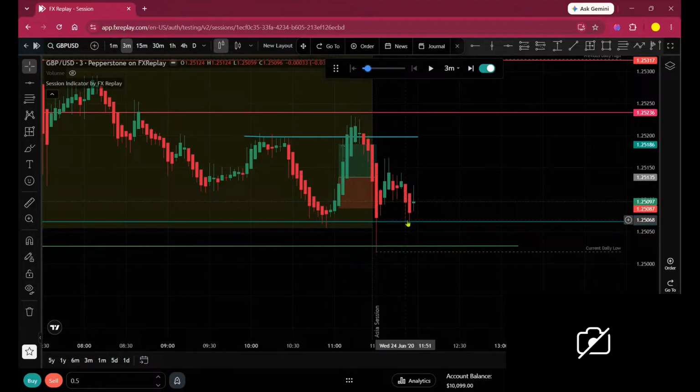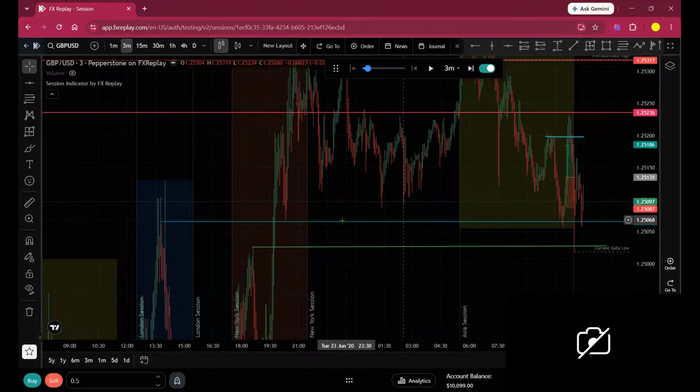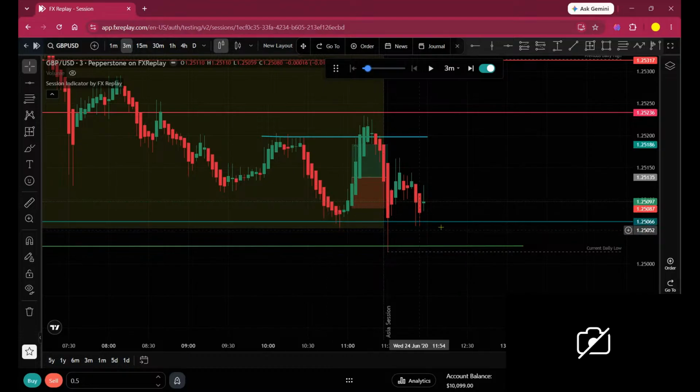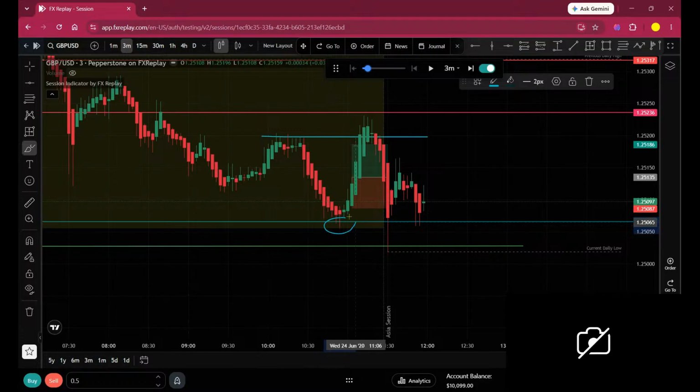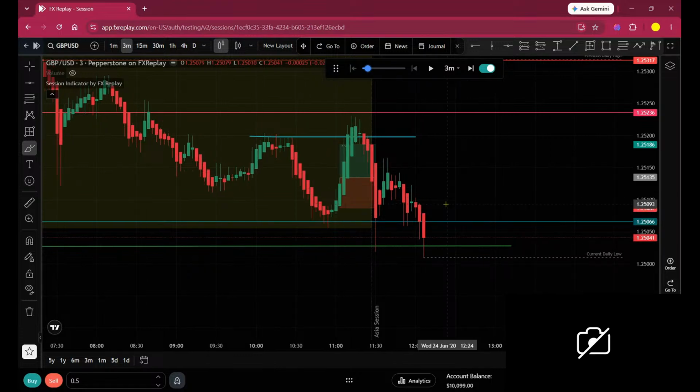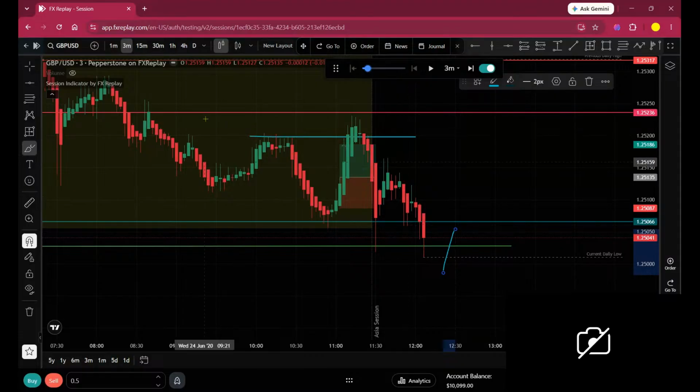So now again, this support worked as a good support. It took support from here, support from here, support from here, right? So three times this support worked, and the fourth time we totally got the breakout.